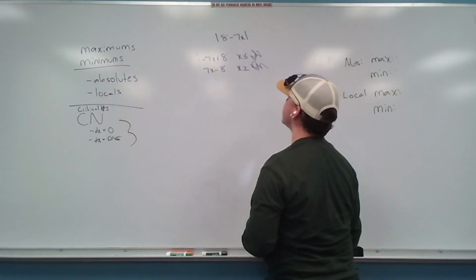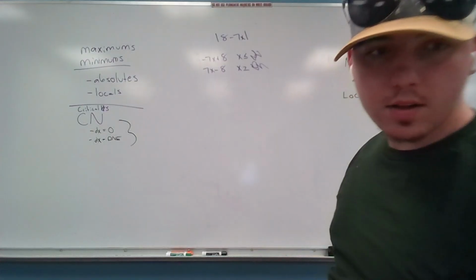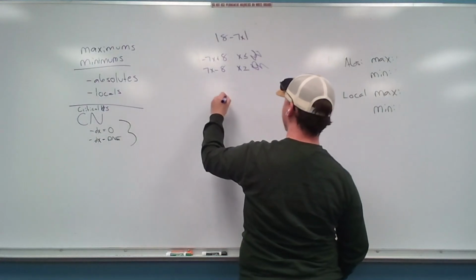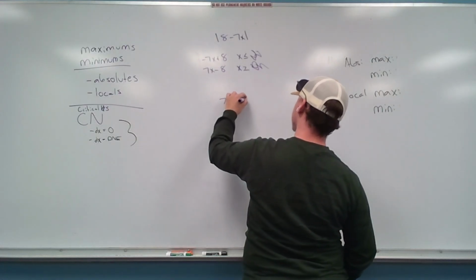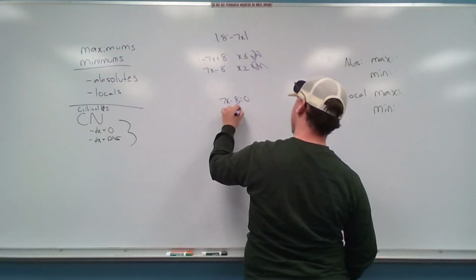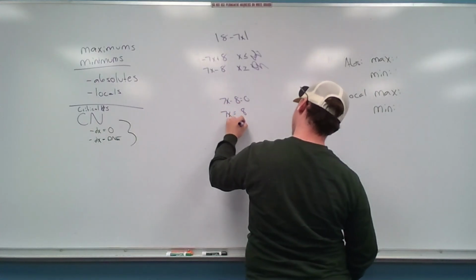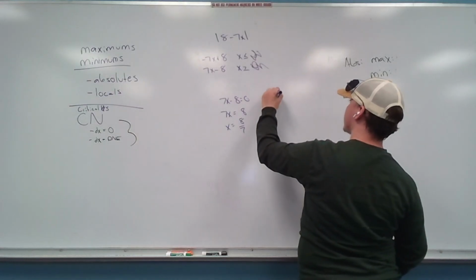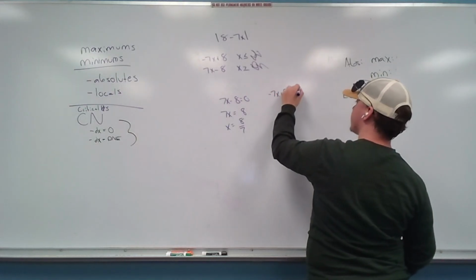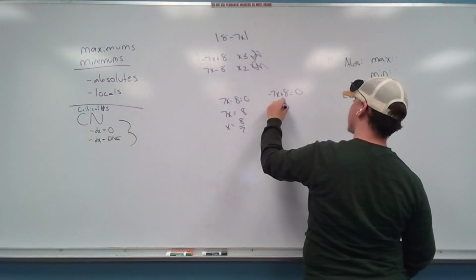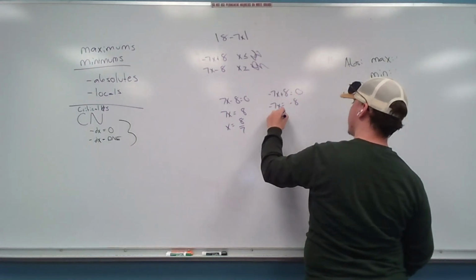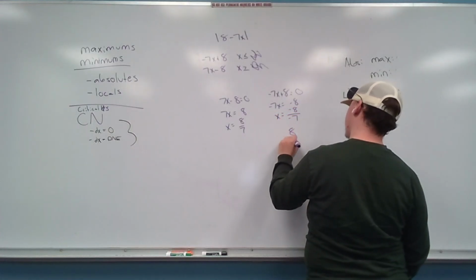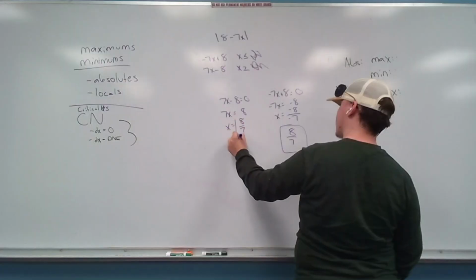So we can just solve one of these for 0. So I can do 7x minus 8 equals 0. I'm going to give it 7x equals 8. That's going to be x equals 8 over 7. Or I can do negative 7x plus 8 equals 0, which is going to be negative 7x equals negative 8, and x equals negative 8 over negative 7, or 8/7 simplified. And so we get the exact same answer.